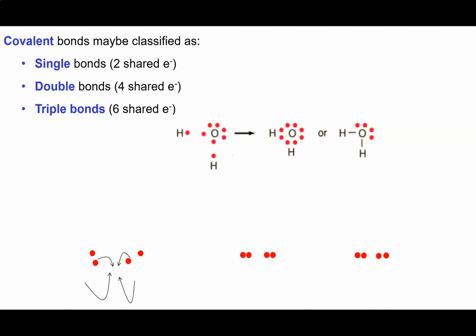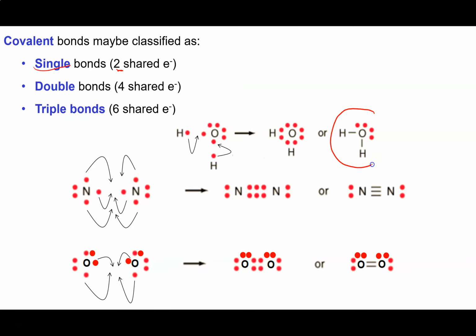Now it turns out that you can share more than 2 electrons. When 2 electrons are shared, we get what we call a single bond. And that's what we saw in the water molecule here. There's 2 electrons being shared here.